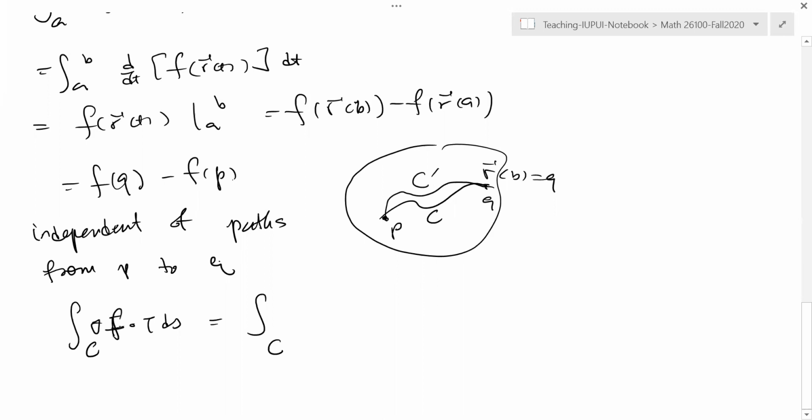Let's use the gradient of f. It's the same. So actually, it turns out to be f of Q minus f of P. It doesn't matter which path you choose. You only see the difference of the variable function at the endpoints. That's very surprising.